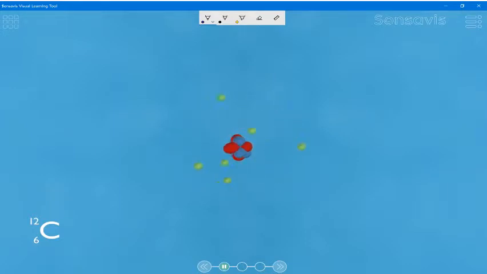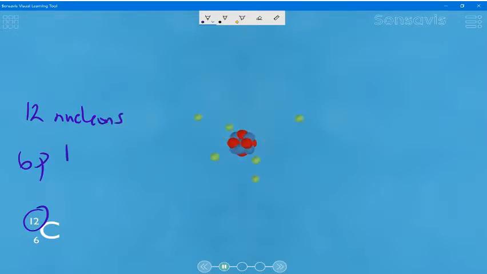They contain 6 protons and 6 neutrons. This creates 12 nucleons: 6 protons plus 6 neutrons inside the nucleus. So we call this carbon-12.